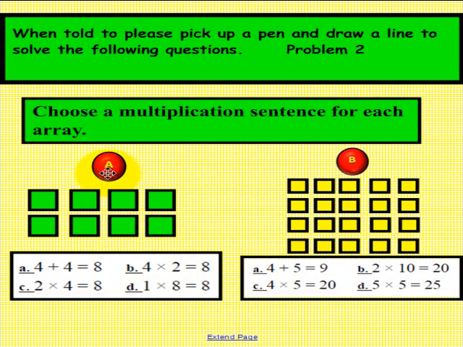If you said the correct answer for A is the letter C, you are correct. It's 2 times 4 equals 8. And for B, if you said the correct answer was C, 4 times 5 equals 20, you are correct again. If you would please have another student come up to the smartboard while you erase your answers. Thank you.